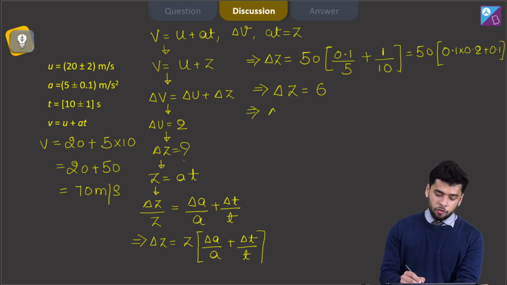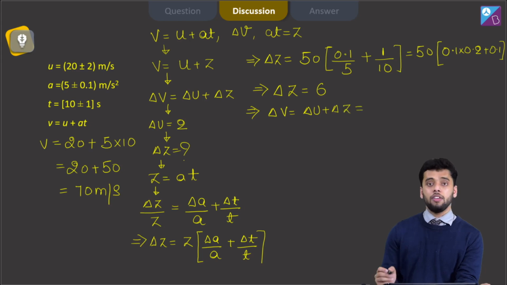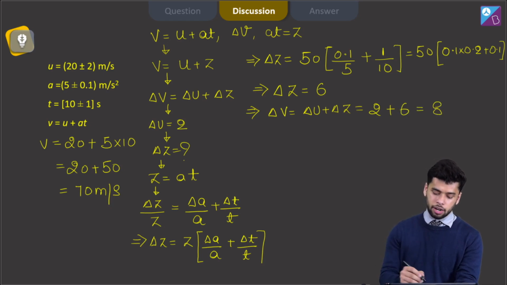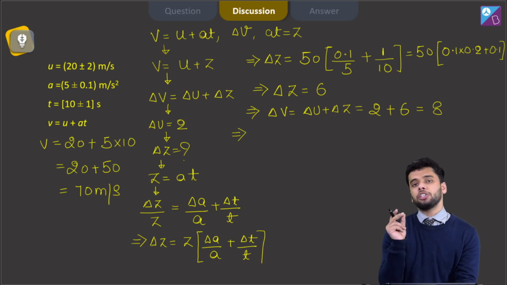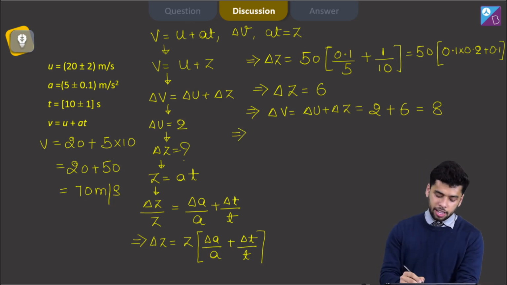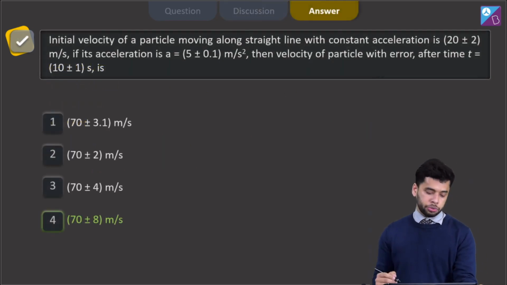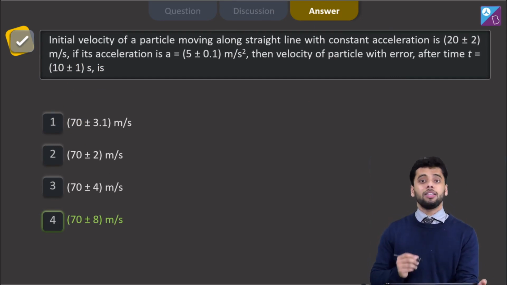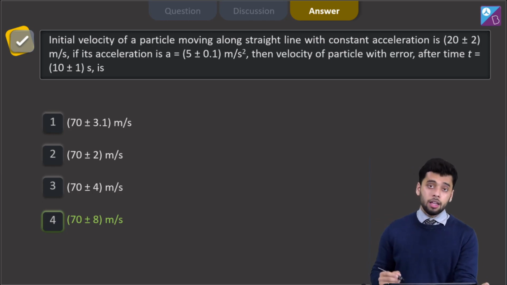So what is delta v? Delta v is delta u plus delta z, and we know that the value of delta u is 2, and the value of delta z is 6. So 2 plus 6 is equal to 8. So the complete expression of velocity with error can be written as v is equal to 70 plus minus 8 meter per second. Now as we move through the options, we see that our fourth option is our correct answer, that is 70 plus minus 8 meter per second. I hope you understood.